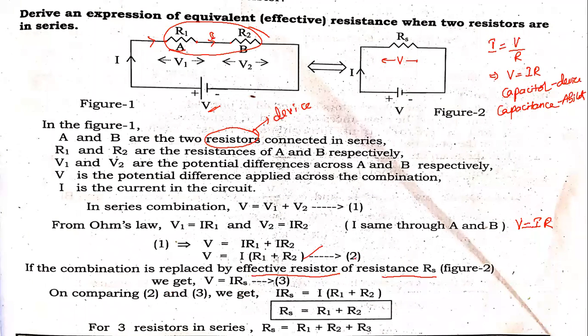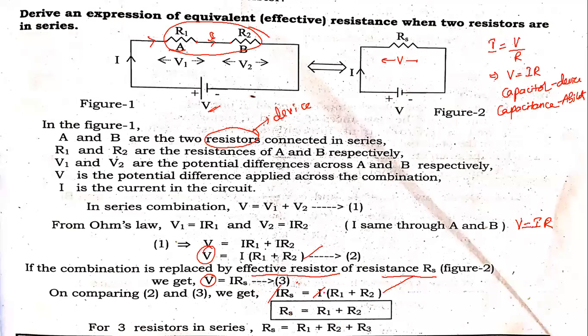Take this as equation 3: V is equal to I into Rs. Now compare equation 2 and equation 3. On the left side, both have V. Equating the two, we get I into Rs is equal to I into R1 plus R2. So I cancels on both sides, and we get Rs is equal to R1 plus R2. So this is the effective resistance when two resistances are connected in series.